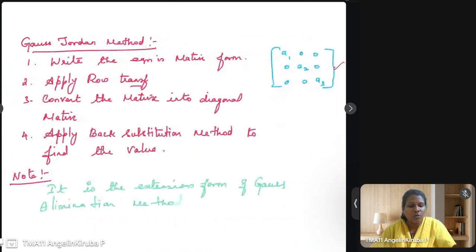And for the Gauss-Jordan method, same as Gauss elimination, we have to write the equation in matrix form. Again, we have to apply the row transformation and convert the matrix into a diagonal matrix. So this is the diagonal matrix. Convert the matrix into a diagonal matrix and then we can find the values.